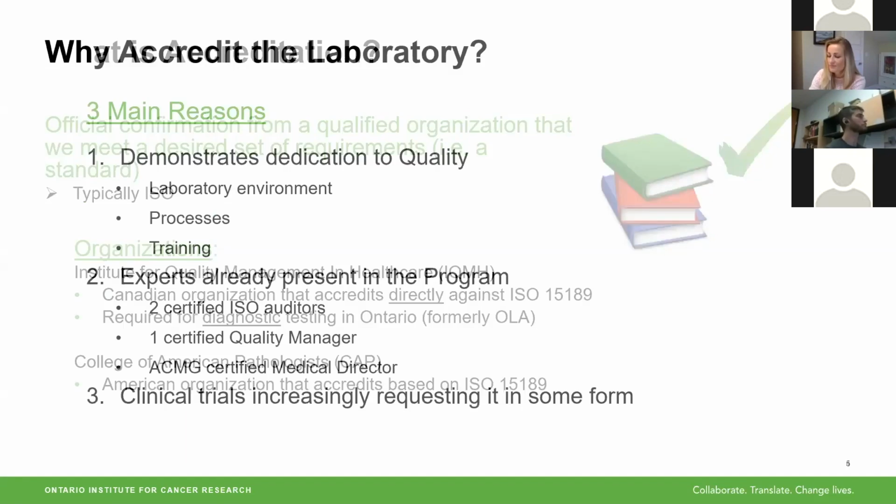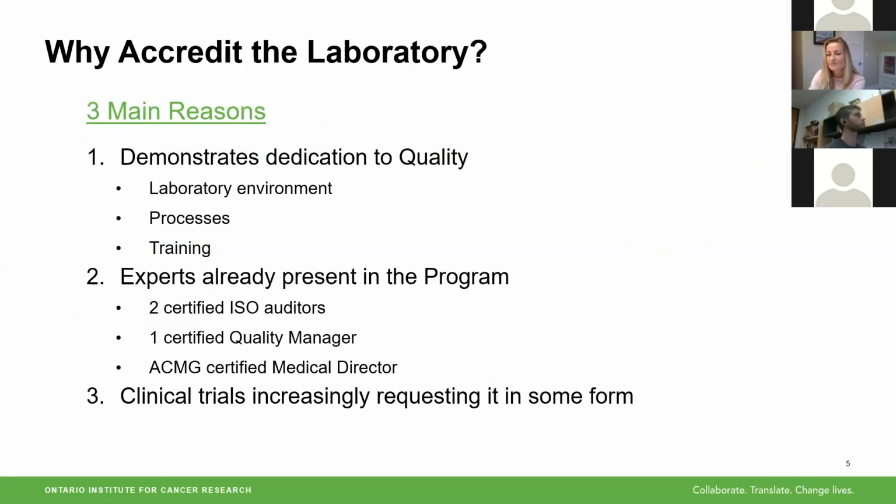And I'll get to why we're bothering to accredit the laboratory when it takes so much time and resources to actually do. So first of all, I think it shows an extreme dedication to quality. It's a goal for the team to show to ourselves and to our collaborators that we are a high quality organization, that you have to monitor your lab environment, all your processes, document your training. It's a lot of work, and it's evidence that you care about quality.